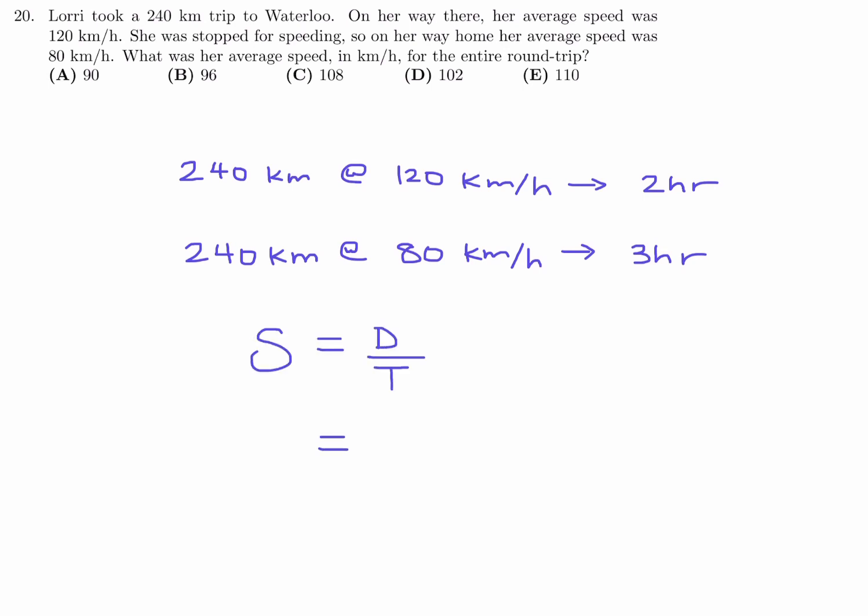So average speed equals distance over time. Distance is 240 times 2, because it's there and back, and the time is 2 hours plus 3 hours, so 5 hours total. So that looks like 480 over 5, and that is equal to 96. So number 20, the answer is B.